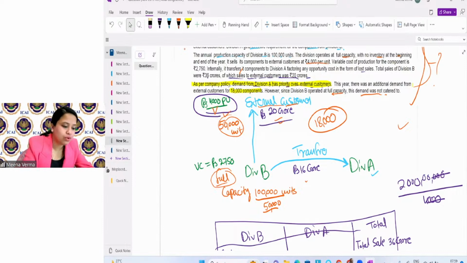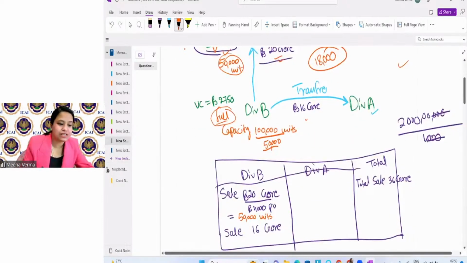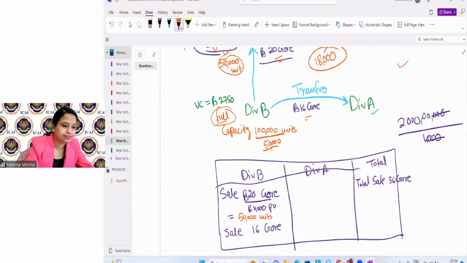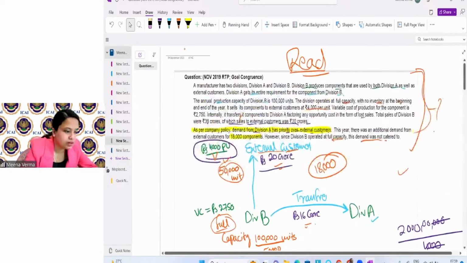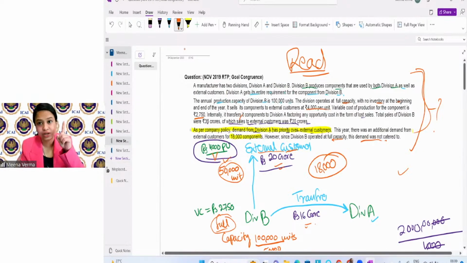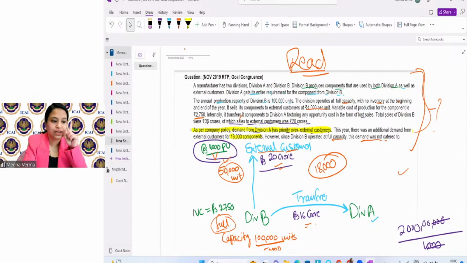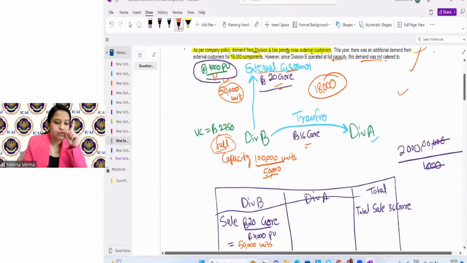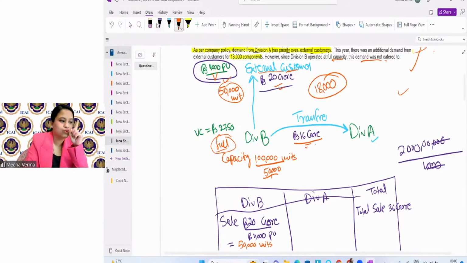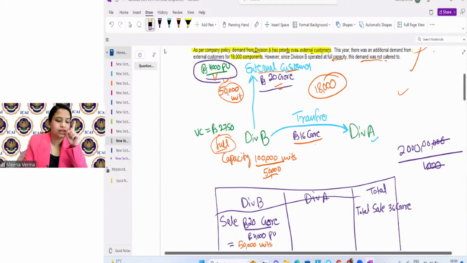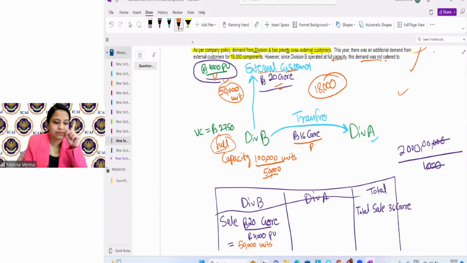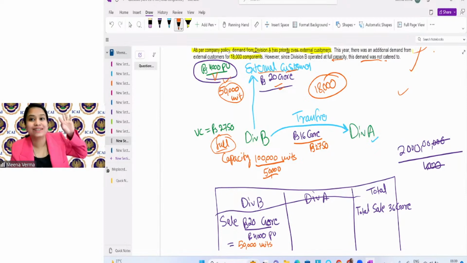Now if you see, internally we are transferring 16,000 crore. Have they mentioned it? Internally, they are transferring it at 2750 per unit. So divide this by 2750. Internally, you are transferring it at rupees 2750. When you divide it, you will get how many units you are transferring internally.